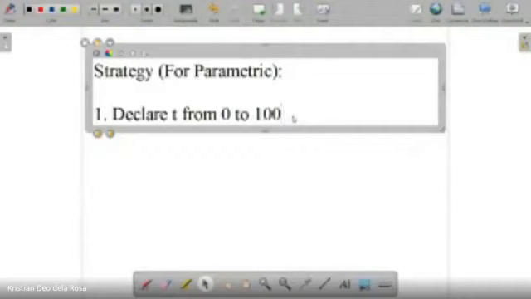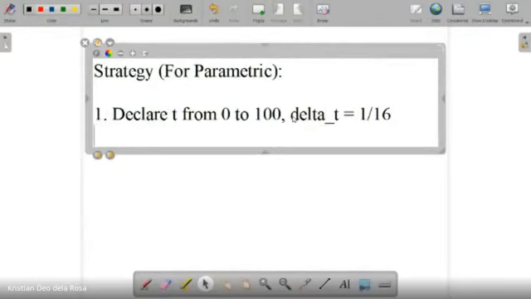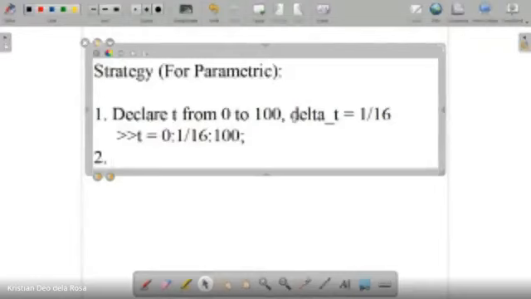Okay, so from 0 to 100 with delta t, which is equal to 1 over 16. So that is, in our code, type natin is t equals 0, 1 over 16, pwede yan, and colon 100. That alone can satisfy this strategy. So that is number one.